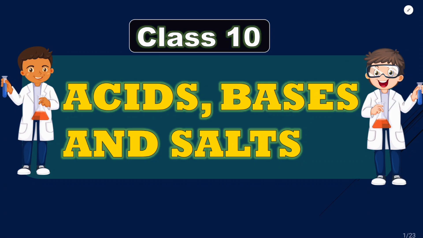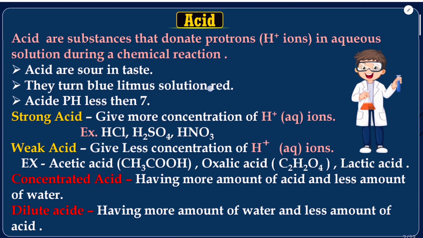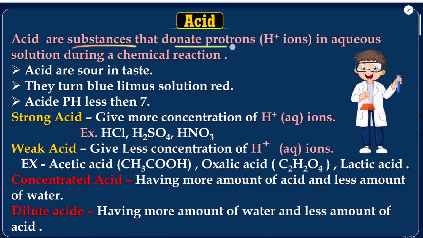So today we will study Class 10 Science, Chapter 2: Acids, Bases and Salts. So let's start. Acids are substances that donate protons, H+ ions, in aqueous solution. Acids are sour in taste, they turn blue litmus solution red, and acids have pH less than 7.